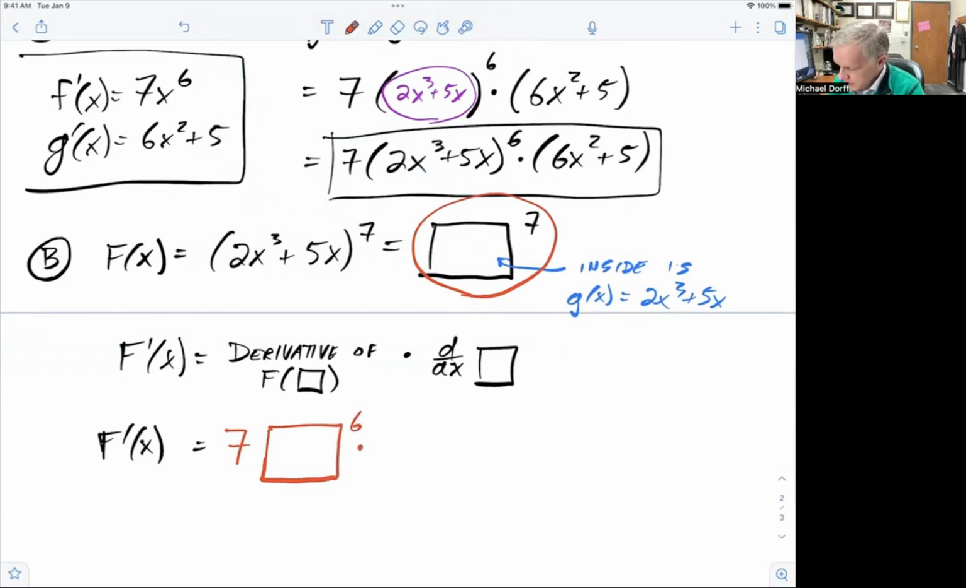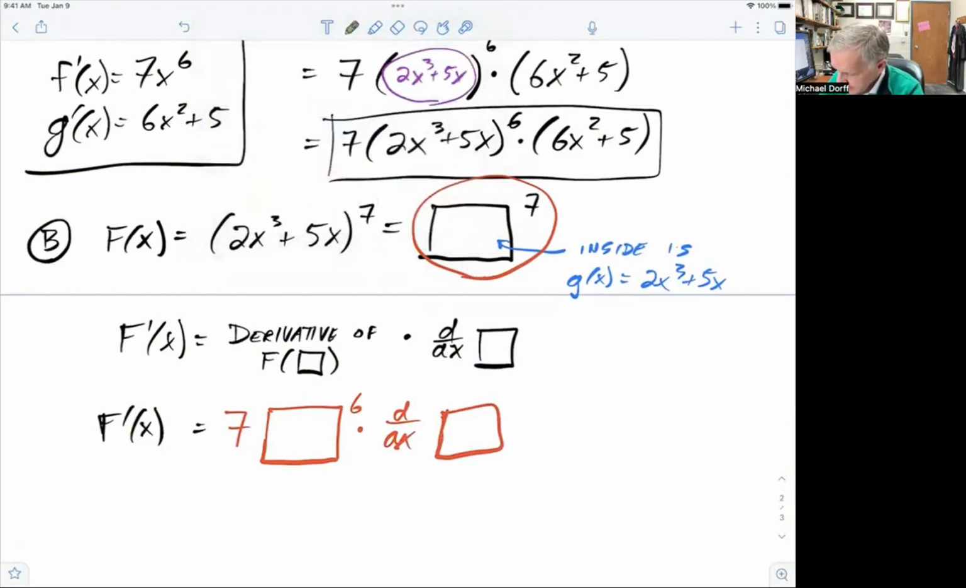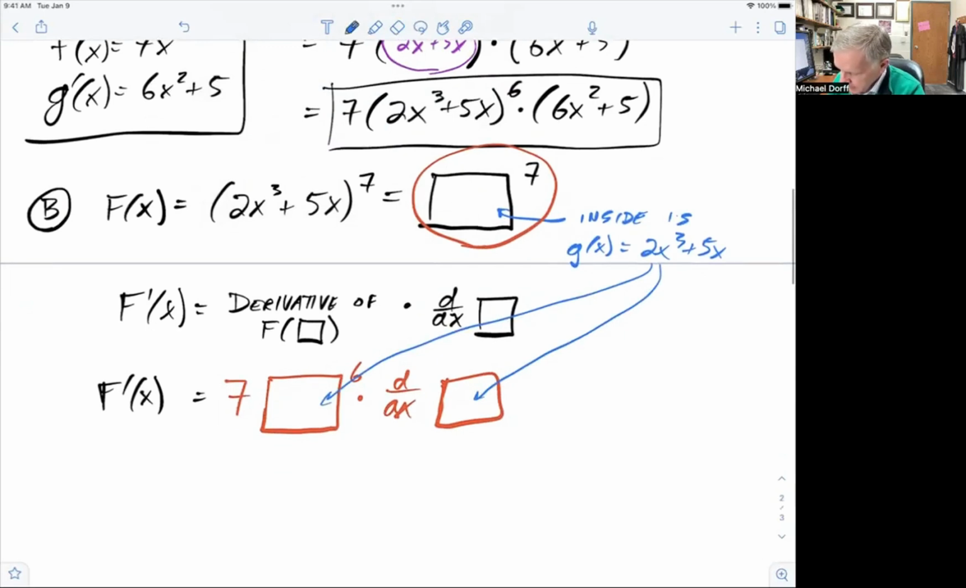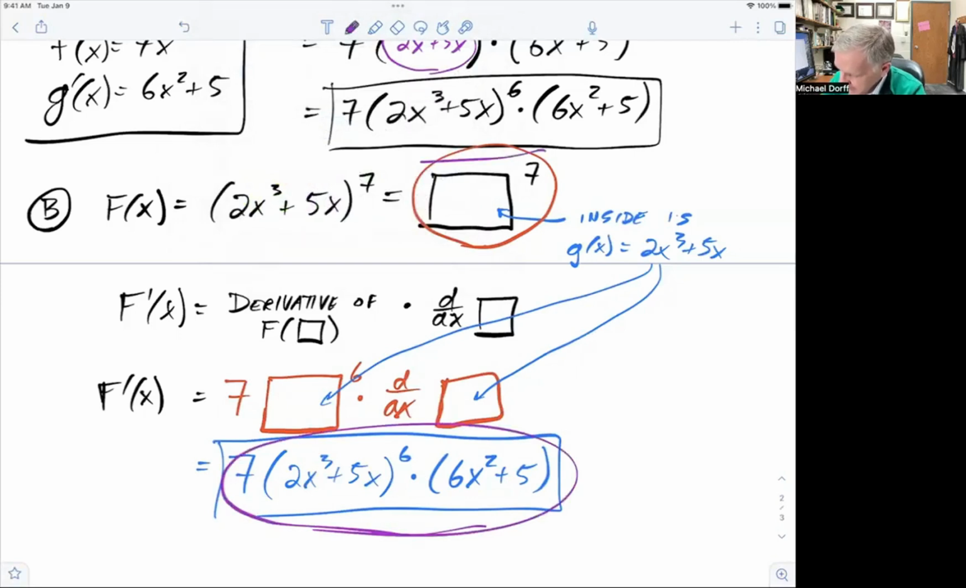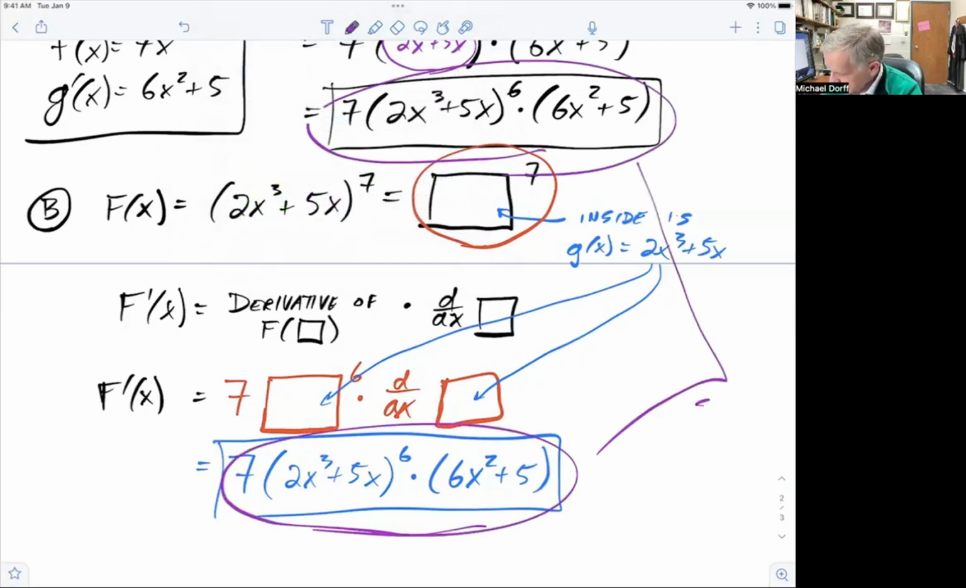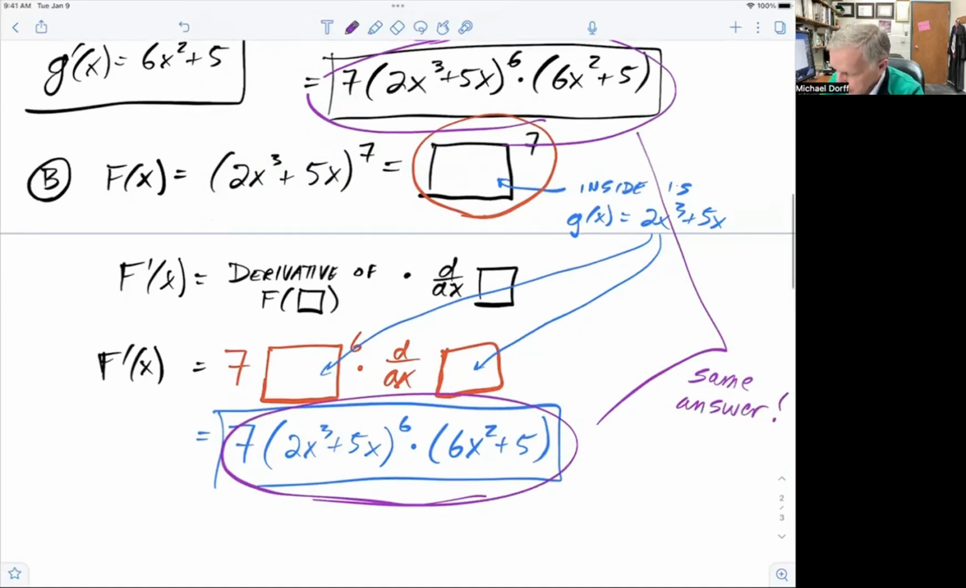And now by the chain rule, I need to take the derivative of the box. And again, what's inside the box? Inside the box is this 2x cubed plus 5x. So my next step is I'm going to have (2x cubed plus 5x) to the 6th power times the derivative of what's inside the box, which is going to be 6x squared plus 5. And that's my answer. And notice that this answer matches this one. They're the same, and so you can use either approach. They both work in doing this.